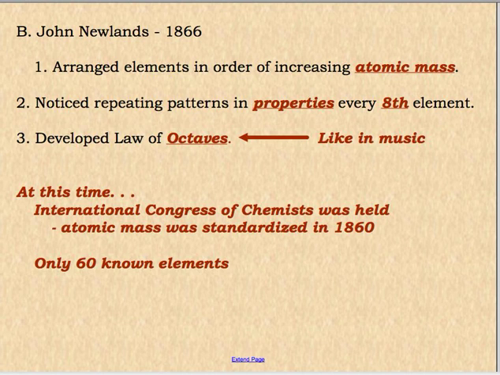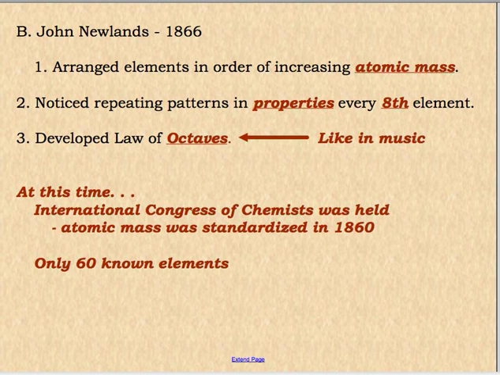At the bottom here, you don't have to write this down, but just so you know, there was an International Congress of Chemists, and that was when they actually standardized atomic mass, so different countries could actually converse scientifically now. So that was helpful to science. And again, this is about 30 years after Dobereiner, and now we're up to 60 elements.